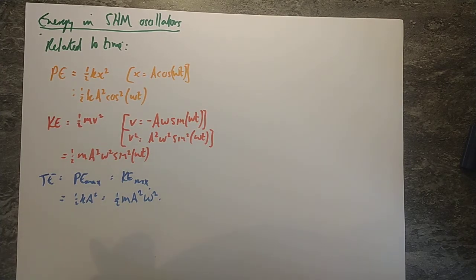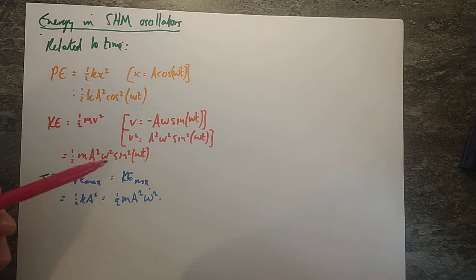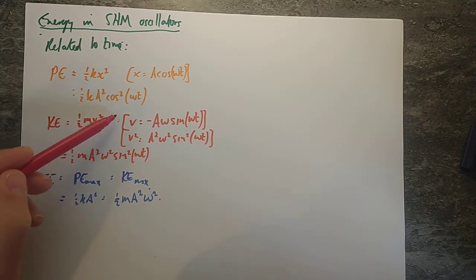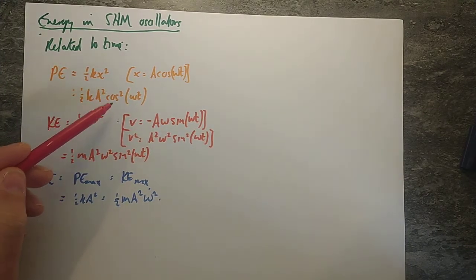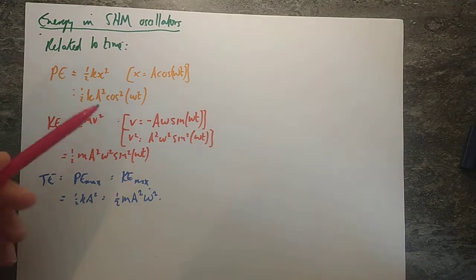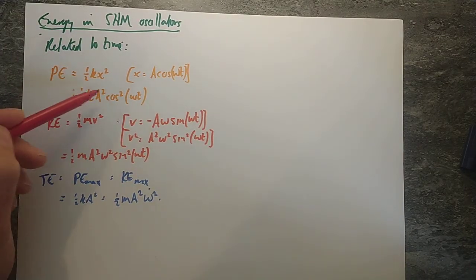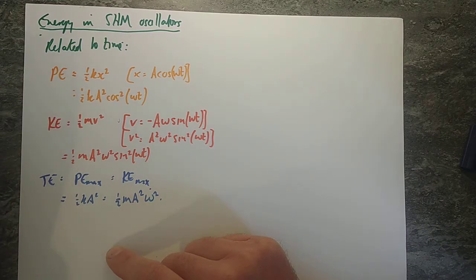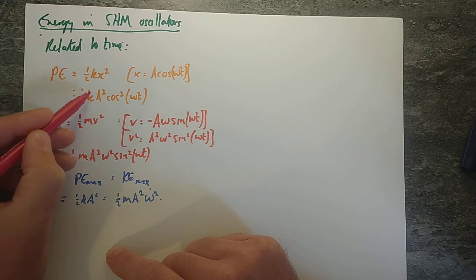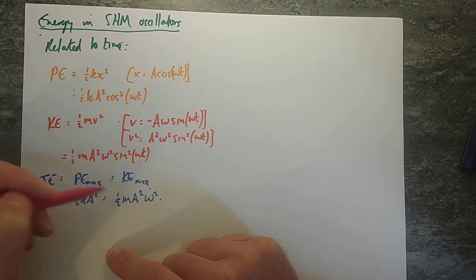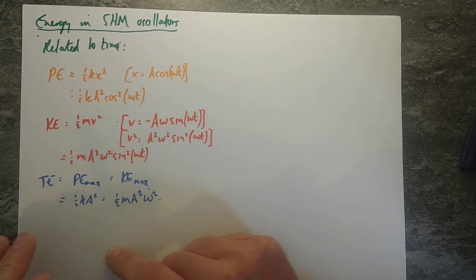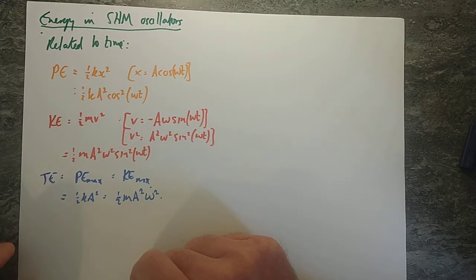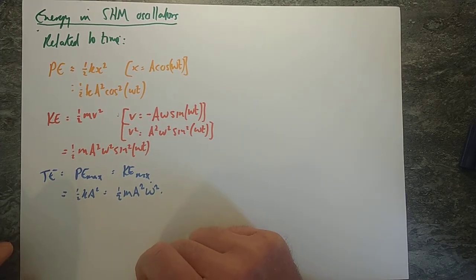So there are a few things to note on this one. If KE is of the form sine squared, even if it's not a mass on a spring and it's a pendulum or something else, the potential energy will be proportional to cos squared, whatever type of SHM oscillator it is. The constant at the front will be different, we won't have the k there, and the total energy is the same throughout.